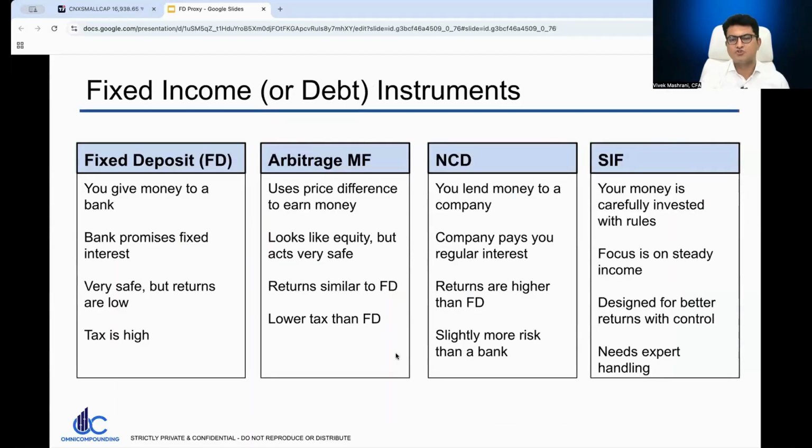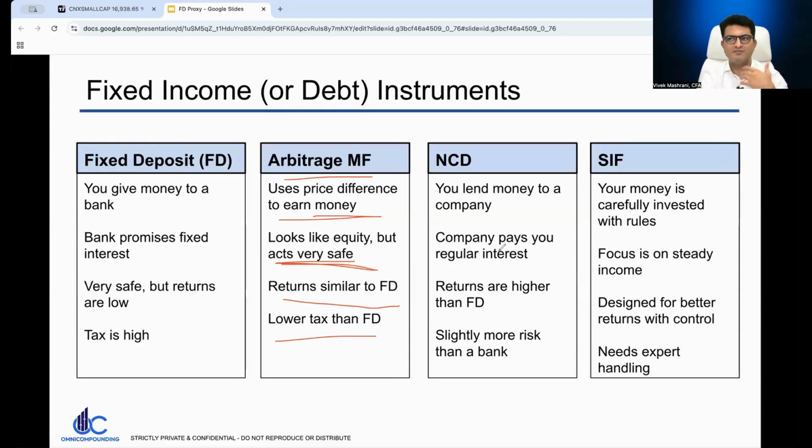And these are the instruments. Many of you were asking what instruments you should explore. So FD is a plain vanilla thing, but you can explore instruments like arbitrage funds, right? They basically do arbitrage. They look like equity, but they do more calculated arbitrage. So they basically hedge. In one place they take a bet on a buyback, and in another place they are hedged with other instruments like futures. Okay, and you get returns similar to FD, but because they are taxed lower than FD, you get that tax bump up straight. Then you have NCDs.